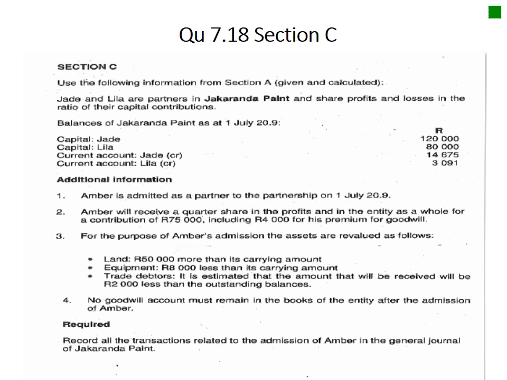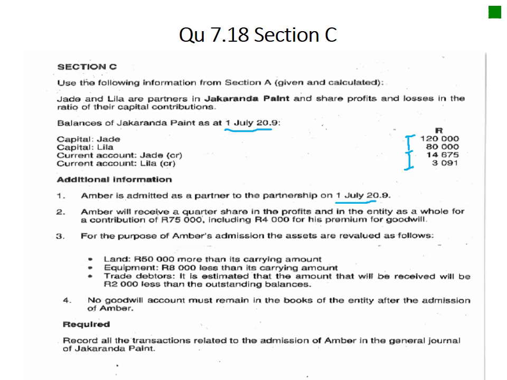If we look at the information, we had Jade and Lilla as partners in Jacaranda Paint, and they were sharing profits and losses in the ratio of their capital contributions. This was their capital contributions as at the 1st of July 2009. This information comes from section A of the question, and these are their current account balances at the 1st of July 2009. They tell us that Amber is admitted as a partner on the 1st of July 2009.